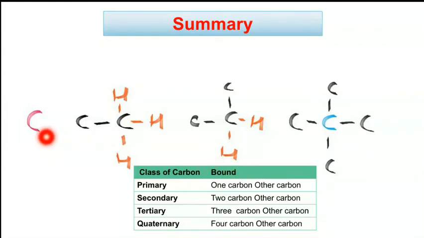For the primary carbon atom, you have to remember the carbon atom which is attached to one other carbon atom. In secondary, you have to remember two carbon atoms are attached to this one, and in tertiary and quaternary, three and four carbon atoms are attached. Okay, it might be directly attached or bound to the carbon atom. So you can remember these structures and the classification of the carbon atom.